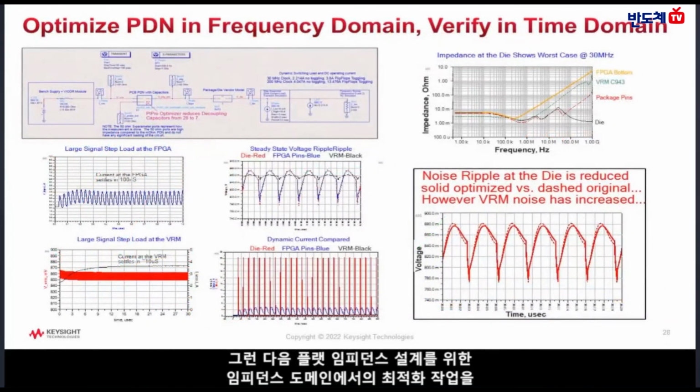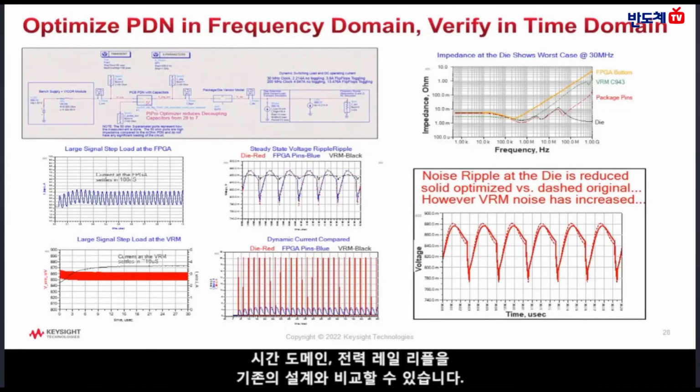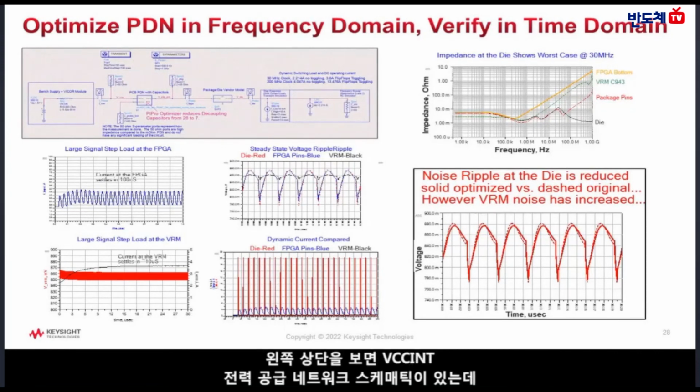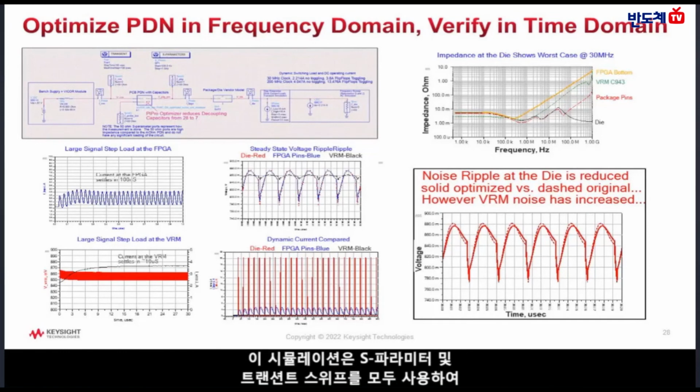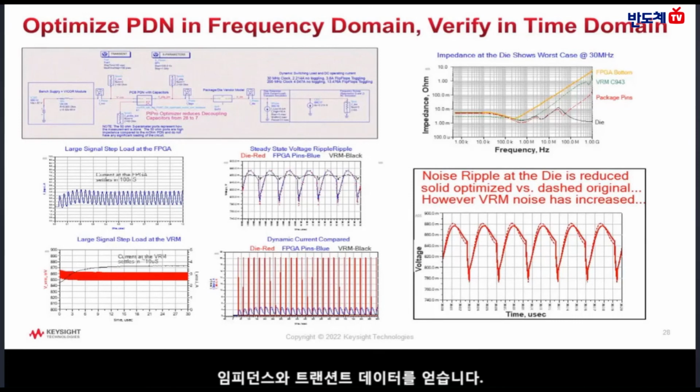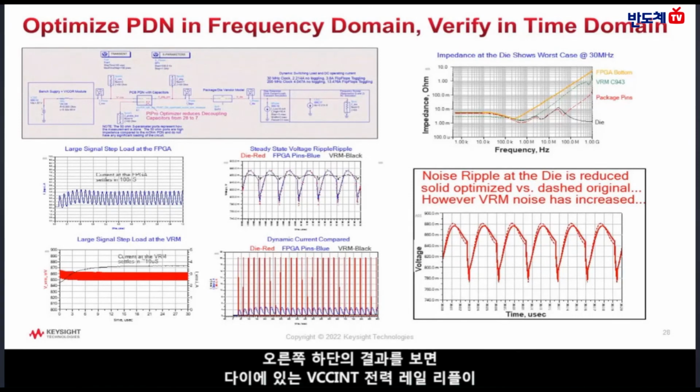This optimization in the impedance domain for flat impedance design can then be checked in the time domain to compare the time domain power rail ripple with the original design. Here we see the VCC power delivery network schematic in the top left with the VRM, PCB PDN EM model, package die, and dynamic load running at 30 MHz. This simulation uses both S-parameter and transient sweeps to get both impedance and transient data. The results in the bottom right show that the VCC power rail ripple at the die has decreased from the original dash trace to the solid trace.